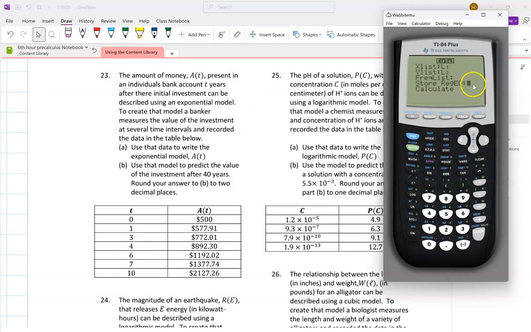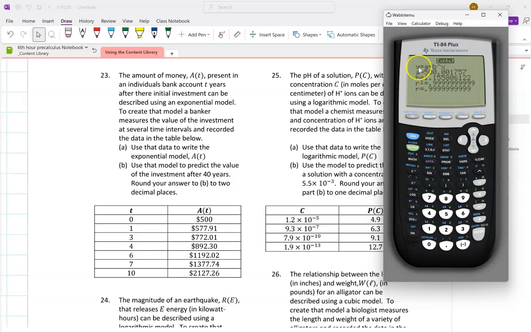So where it says store reg EQ, I want to put a Y1 here. Where do the Y's live? Vars. And then Y vars. And then function. And then there it is. Marianne. Yes, absolutely, 100%. Josh, you still good? And then we hit calculate.